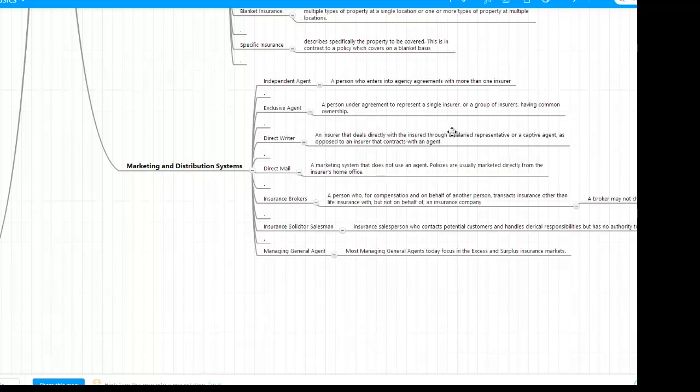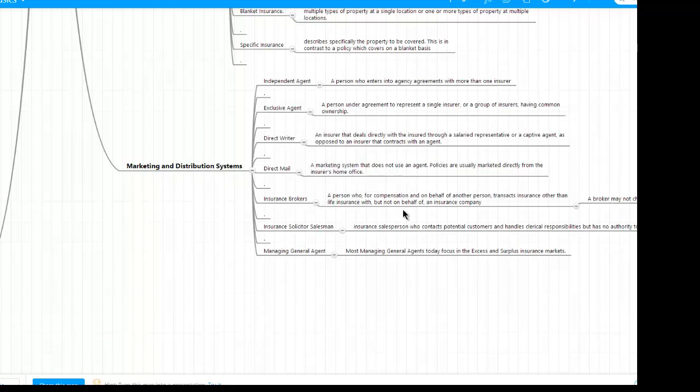This would be a salaried representative or a paid agent, as opposed to an insurer that contracts an agent. So as an independent agent, you would be contracted. And direct mail, this is like insurance companies having the online version, a place for them to sell directly, and they don't need an agent at all. It's coming off of the internet.